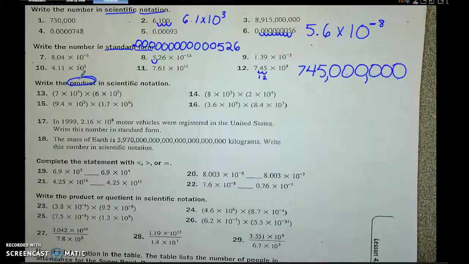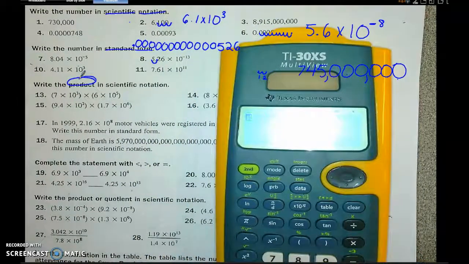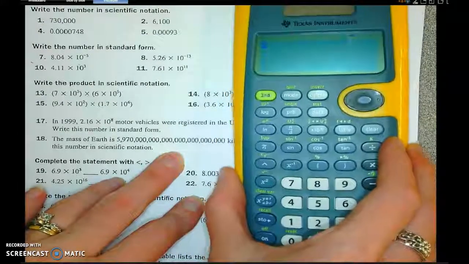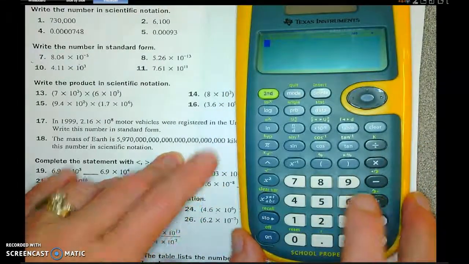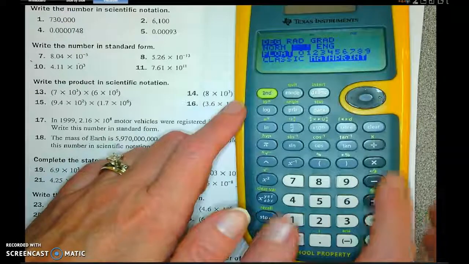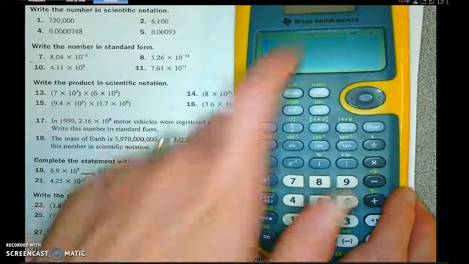In this case, the best way to find the answer to these is just straight multiplication using your calculator. As a reminder with your calculator, I'm going to clear my screen so I have those extra marks gone. Our calculator is in normal mode right now. I want to hit mode, move down to scientific, and hit enter. Now it's in scientific mode, and I can tell that by this SCI that is on the screen.